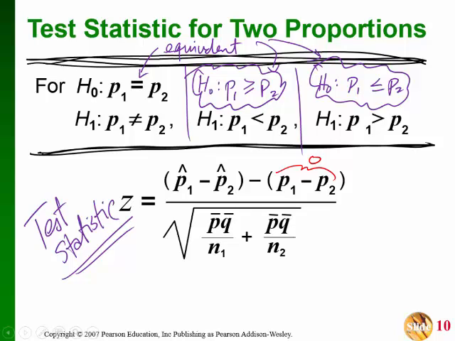The only time it wouldn't be 0 is if you want to say in your null or alternative hypothesis that P1 is 3 times more than P2 or something like that, or it's 5 percentage points more than P2. If you had some weird claim like that, then that would be a time where this might not be equal to 0. But in this class, we're always going to be dealing with P1 being equal to P2 for our null hypothesis. So let's just stick with that.